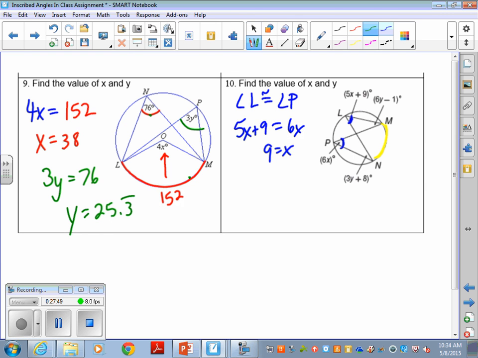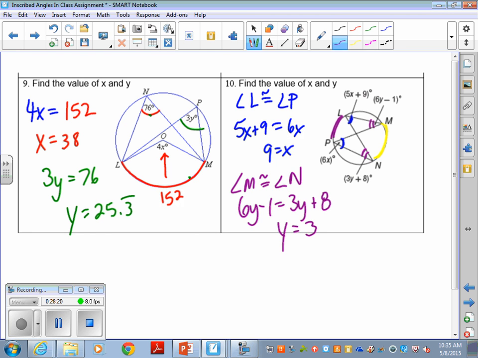So now let's look at the expressions with the y. Look at n and m. What do we know about n and m? How do I know they're equal to each other? They both intercept the same arc. So angle m is congruent to angle n. Yes, y equals 3.